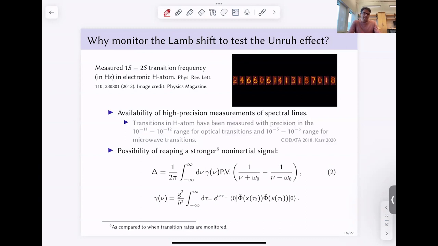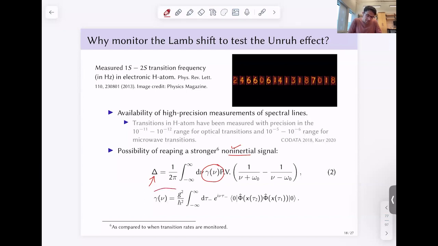And the second reason is that by studying the Lamb shift, you can reap a much stronger non-inertial signal as compared to the case when you monitor transition rates. This is because the Lamb shift depends on Gamma(nu), the field spectral density, in a different way.